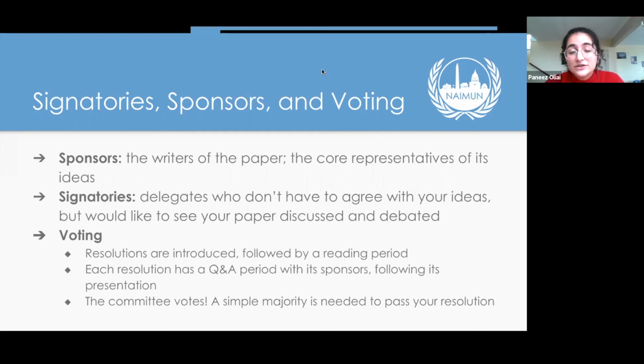On the other hand, signatories are delegates who don't have to agree with your ideas, and maybe they don't, but they'd like to see your paper discussed and debated. These people haven't written anything in the paper, but they'd really like to hear more about your ideas and figure out whether or not they do agree with them.